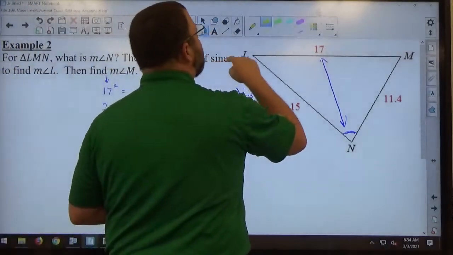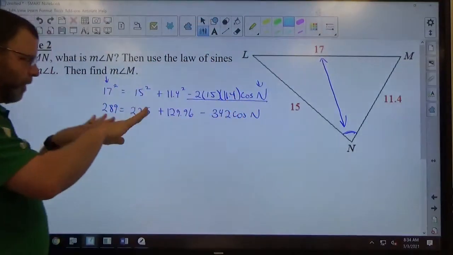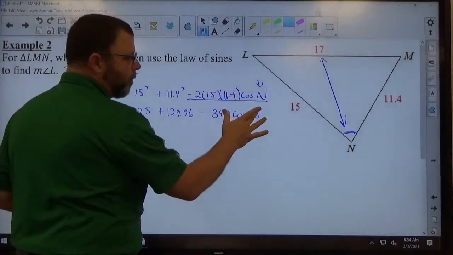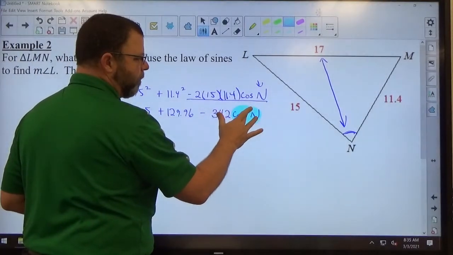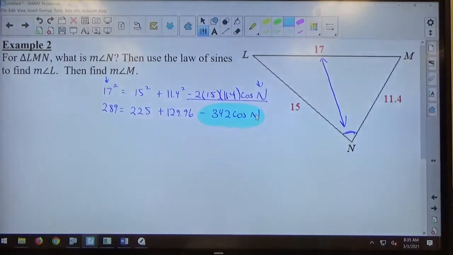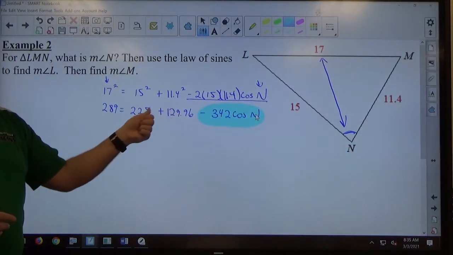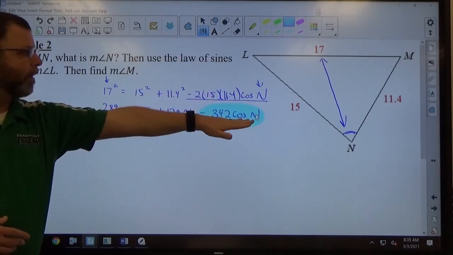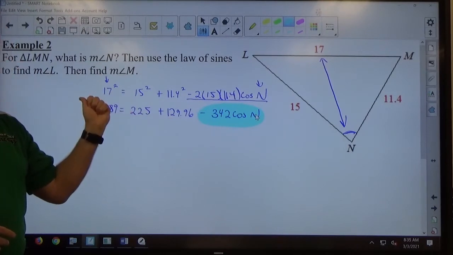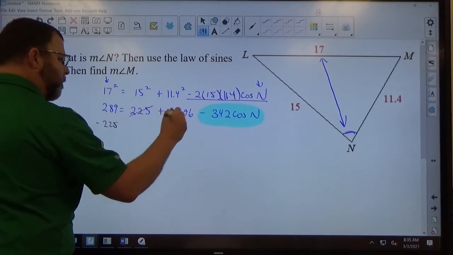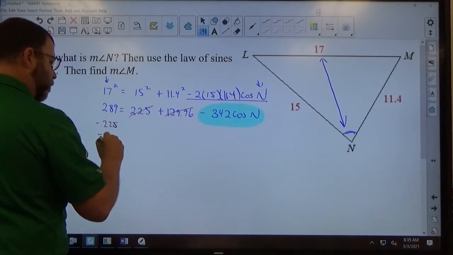Now, you guys are a year removed from Algebra 1, and this is a little bit more advanced than an Algebra 1 equation, but what I want to recognize is this. My variable here lives inside the cosine function, which is attached to the negative 342. All of that is together. That 342 has no effect on these two numbers here because these don't have cosine of N attached to them. So my next step in this process is I want to get this all by itself, so I want to move these two guys over here. So I'm going to chop the 225, so minus 225. I'm going to chop the 129.96, put minus 129.96.